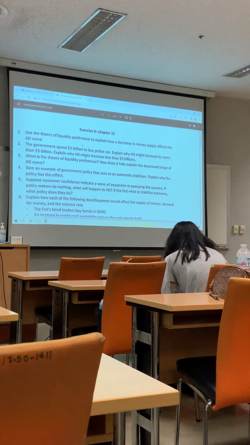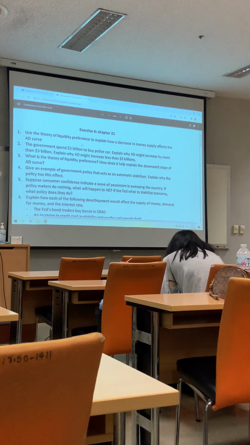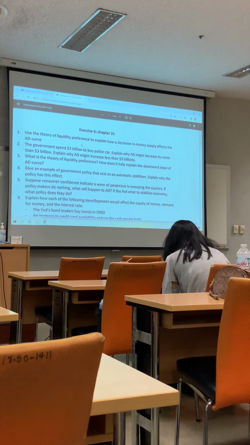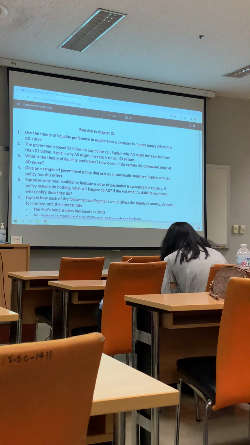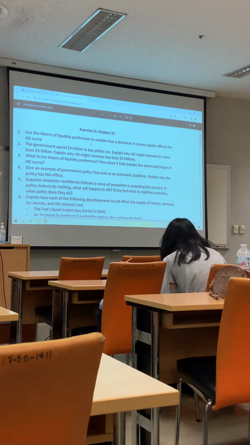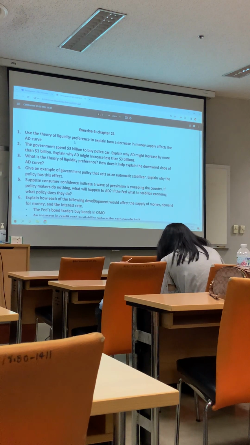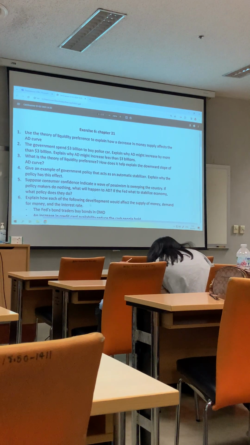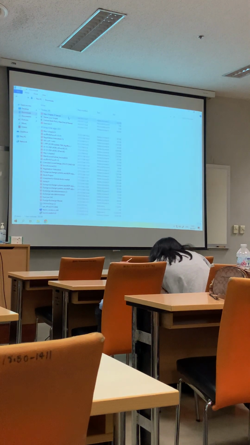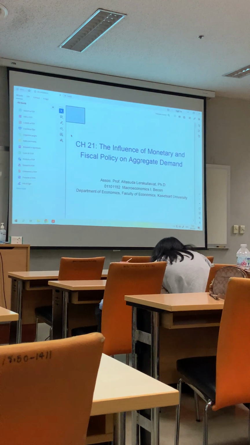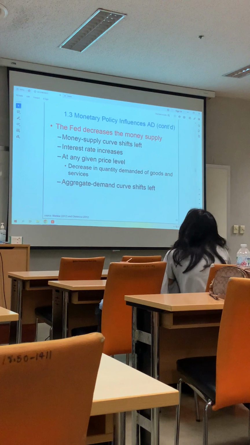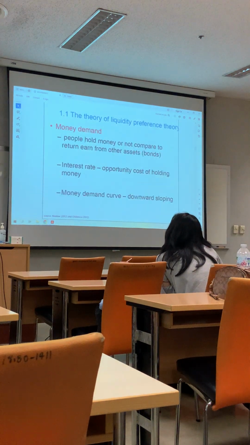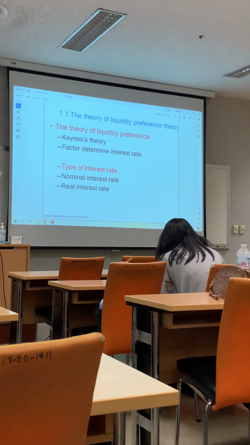Use the theory of liquidity preference to explain how a decrease in money supply affects the AD curve. Okay, so this one you just learned already. Highlight here, use the liquidity preference theory. This theory is used to explain the MD curve. Why does the MD curve have a negative slope? Because we have three purposes of holding money, which are MD for transaction purpose, speculative purpose, and precautionary purpose. This is the liquidity preference theory.